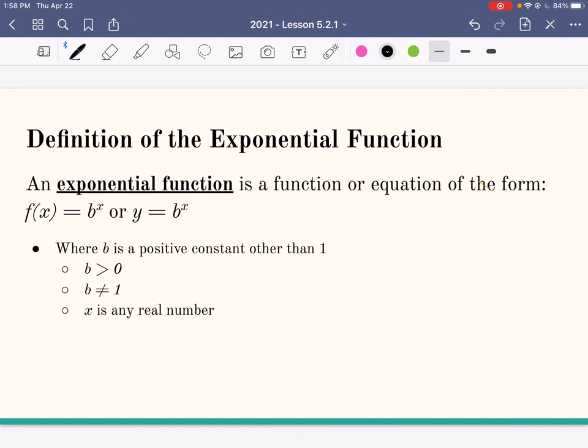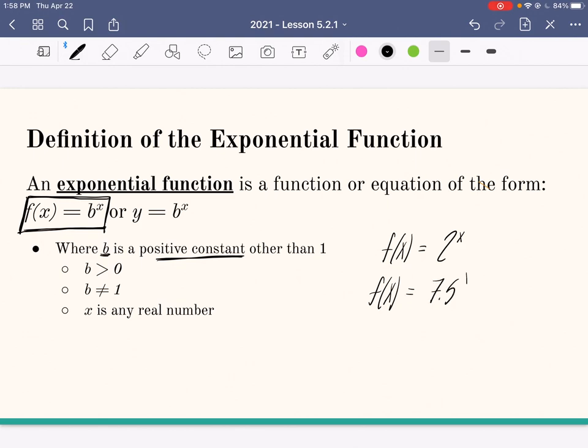So the most basic exponential function is written in the form of f of x, or y, equals some value b to the power of x. b is a positive constant, meaning it is not changing. So it's not going to be a variable. For instance, we might have f of x equals 2 to the power of x, or f of x equals 7.5 to the power of x. Okay, so b is actually going to be some positive number other than 1.